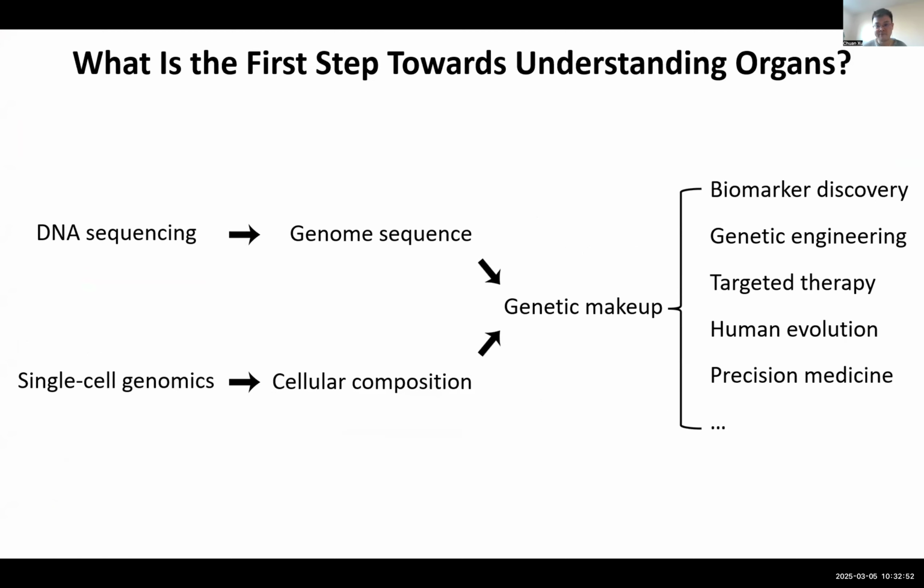Let's think about a fundamental question in tissue biology. What's the first step towards understanding human organs? The answer is probably to understand its genetic makeup. Two layers of information are necessary here. The first is the genome sequence, which was made available through many years of efforts, such as the Human Genome Project, providing the molecular basis for downstream biological explorations.